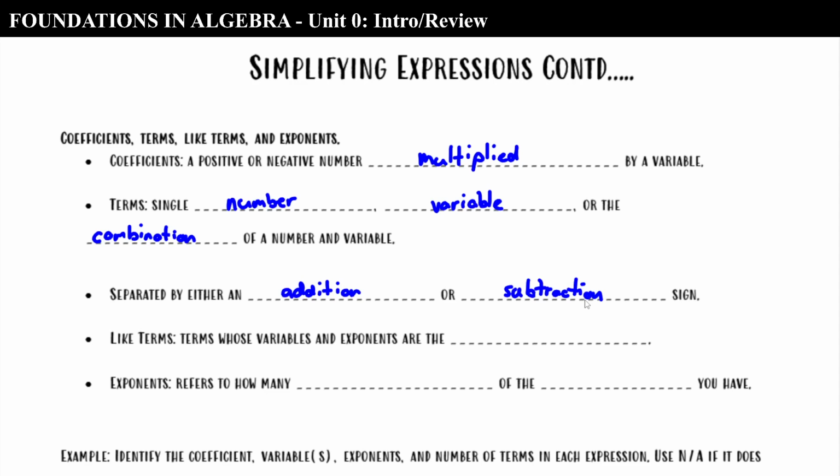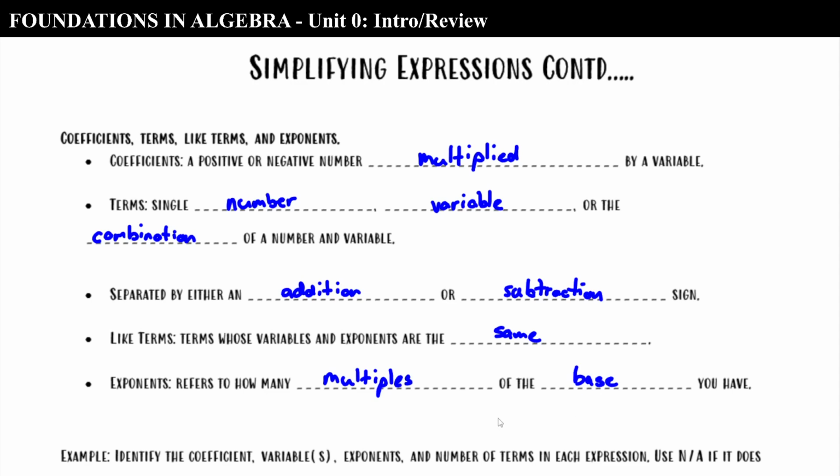Like terms are terms whose variables and exponents are the same. Okay, so variables and exponents are the same. And all the variables and all the exponents have to be the same. Exponents refers to how many multiples of the base you have.